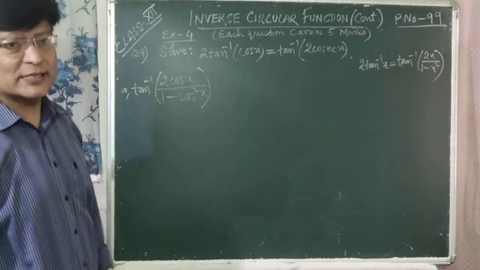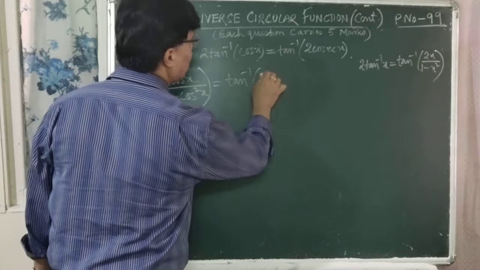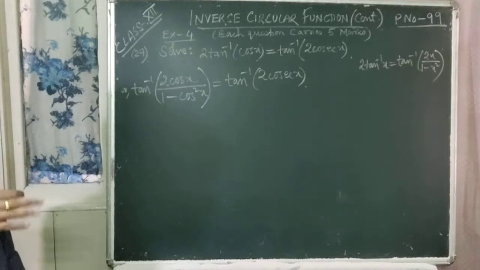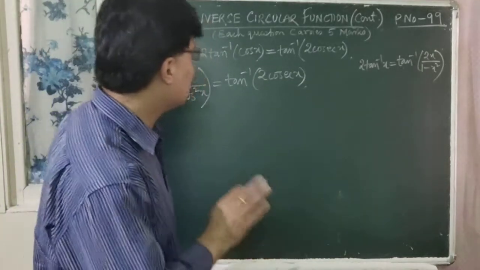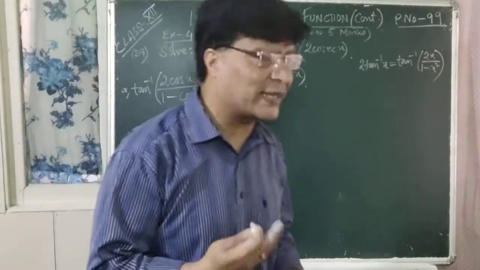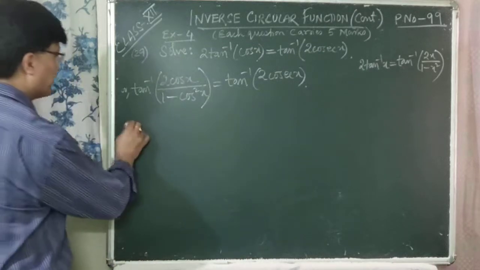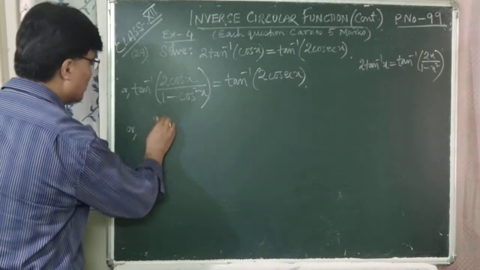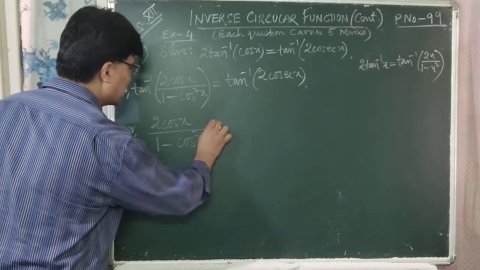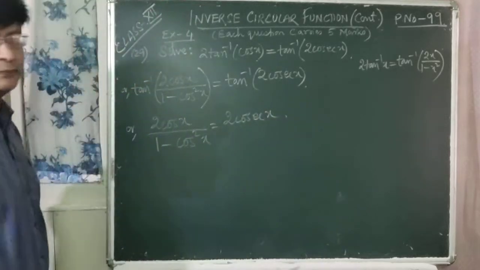So in this case x is cos x, which is equal to tan inverse within bracket, this is 2 cosec x. So let us keep this right hand side same. Okay, so right hand side remains same out here. So from both the sides in the next step tan inverse will be cancelled. That means we don't write this tan inverse in the next step. So let us cancel this tan inverse. What do we get? 2 cos x divided by 1 minus cos square x is equal to 2 cosec x. Is that clear?